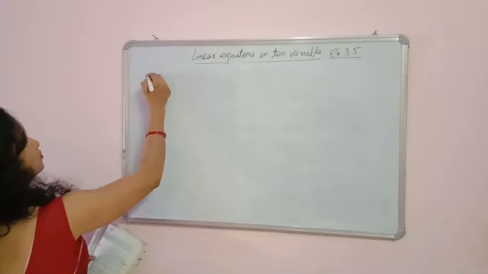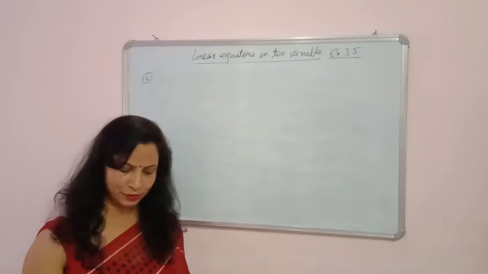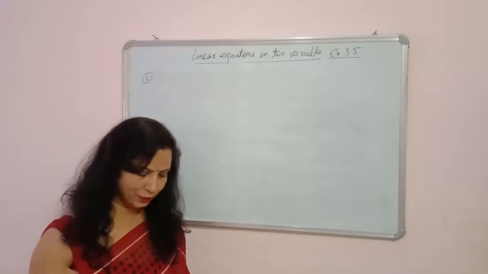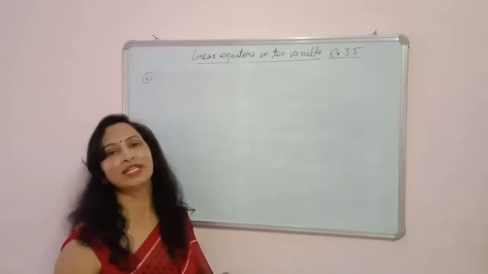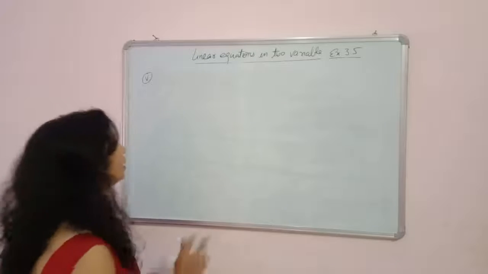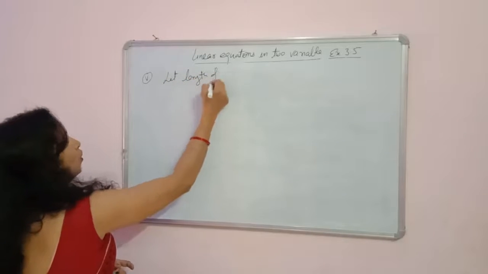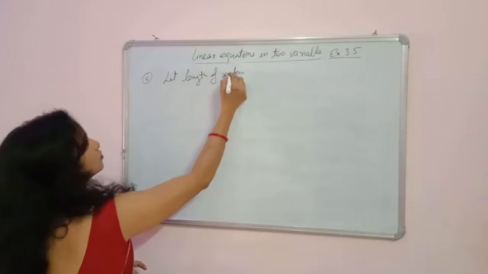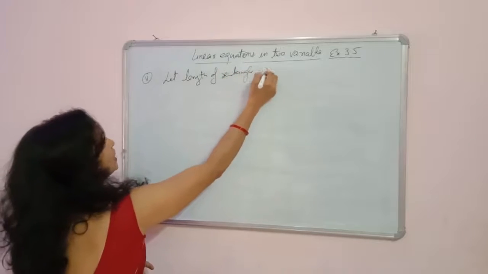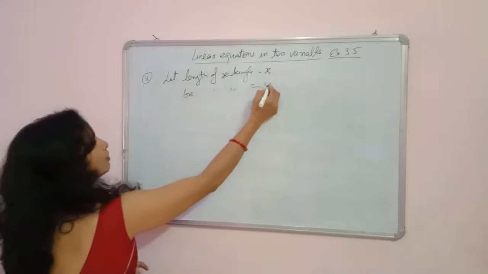Fifth part of question number 4. The area of the rectangle gets reduced by 9 square units if the length is reduced by 5 and the breadth is increased by 3. So we don't know what the length and the breadth of the rectangle are. So let the length of the rectangle be x and the breadth of the rectangle be y.